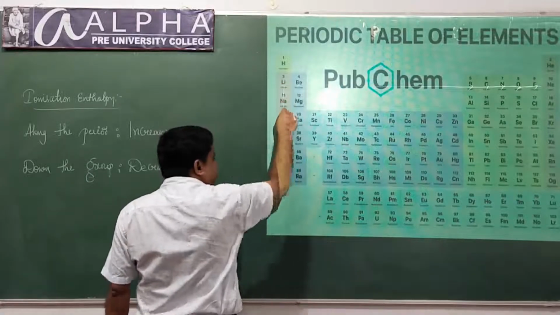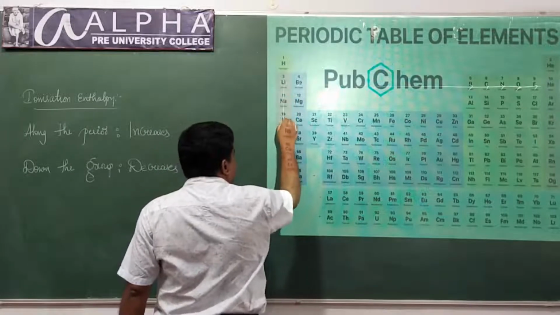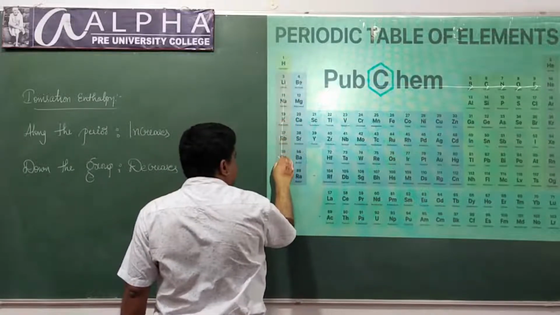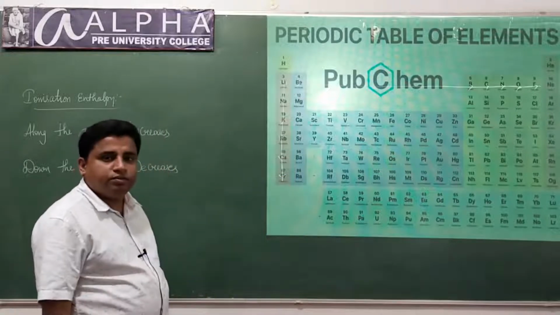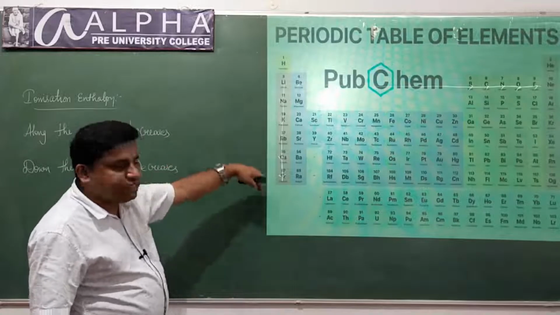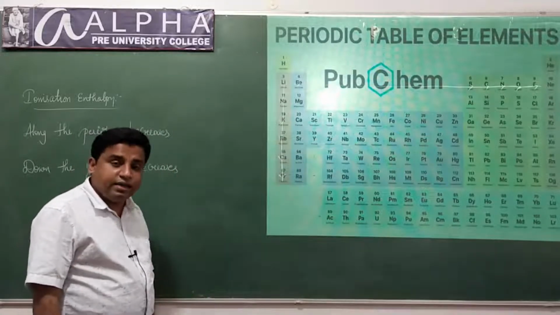Down the group, if you go from lithium to sodium, sodium to potassium, potassium to rubidium, rubidium to cesium, cesium to francium, what will happen? As we go down the group, ionization enthalpy decreases, but along the period, ionization enthalpy increases.